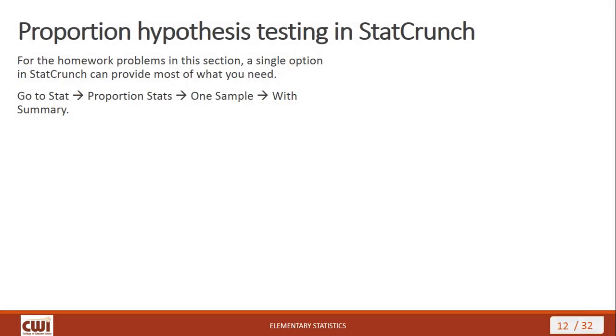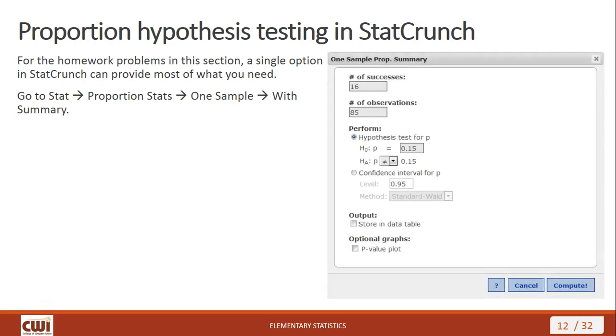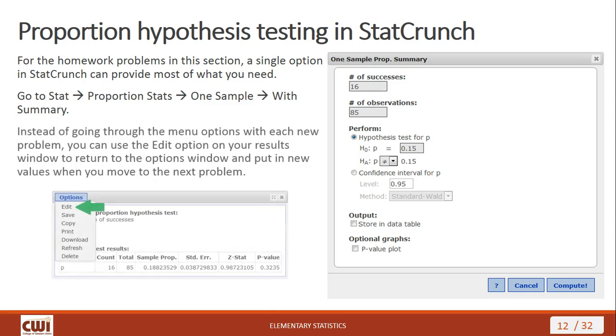There are some things to know about using StatCrunch for proportion hypothesis testing. For one, most of your homework problems are pretty streamlined. So if you just use a single option in StatCrunch, it will provide most of what you need. Go to Stat, Proportion Stats, One Sample, With Summary. You'll get your options window. You can put in your information, press Compute, and you'll get most of the information that you need most of the time. So just stick with this one option and you'll be good to go.